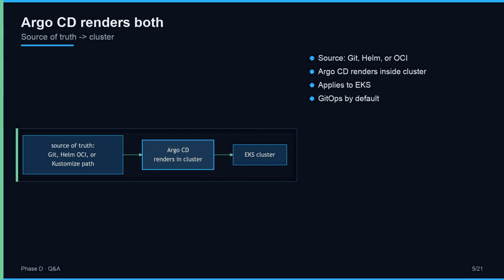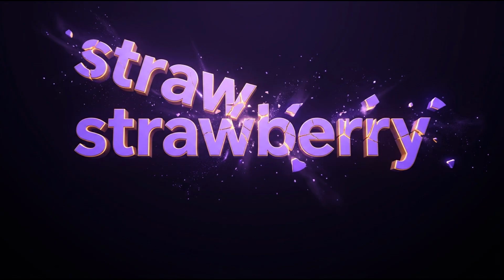Here is the loop. Whatever your source of truth is, Git, a Helm registry, or an OCI image, Argo CD pulls it, renders the manifests inside the cluster, and applies them to EKS. One controller, both tools, fully native. You never build a separate render step. Argo CD renders both Helm and Kustomize natively.